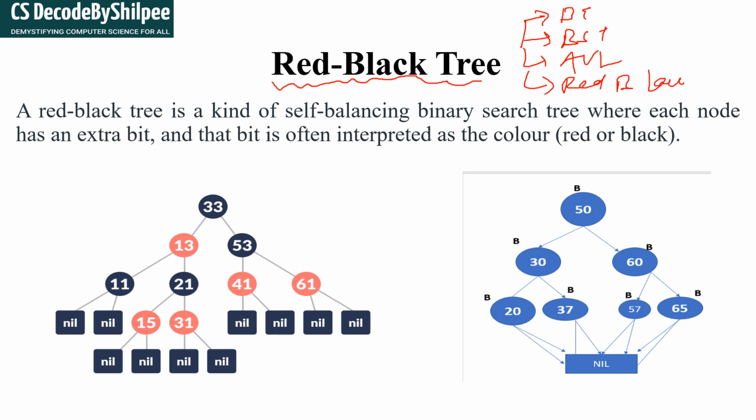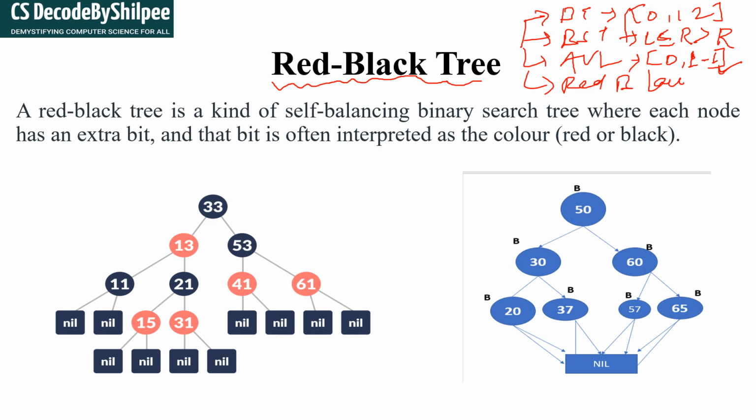A binary tree is nothing but a tree where a node has 0, 1 or 2 children. In a binary search tree, the left children will be less than or equal to the root and the right children will be greater than the root. An AVL tree says that each and every node's balance factor should be 0, 1 or minus 1. If it is in this range, then only we can say that it is an AVL tree.